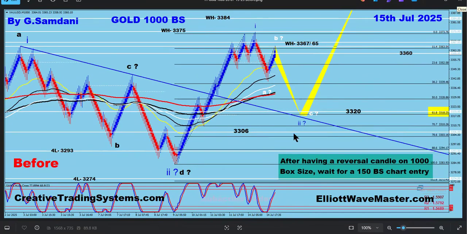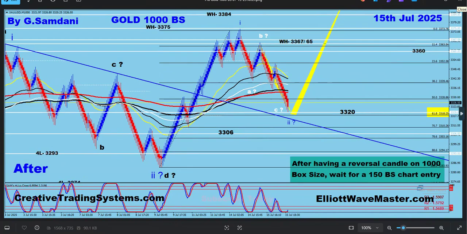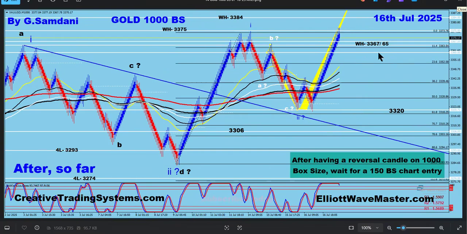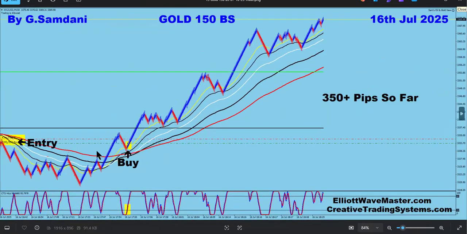See, I said it's going to come down here, 33.20, and then it's going to bounce and go to the upside. That's exactly what happened. So coming down, here I had this trade and then going to the upside all the way there again, and I had this trade to the upside, 350 pip, right?